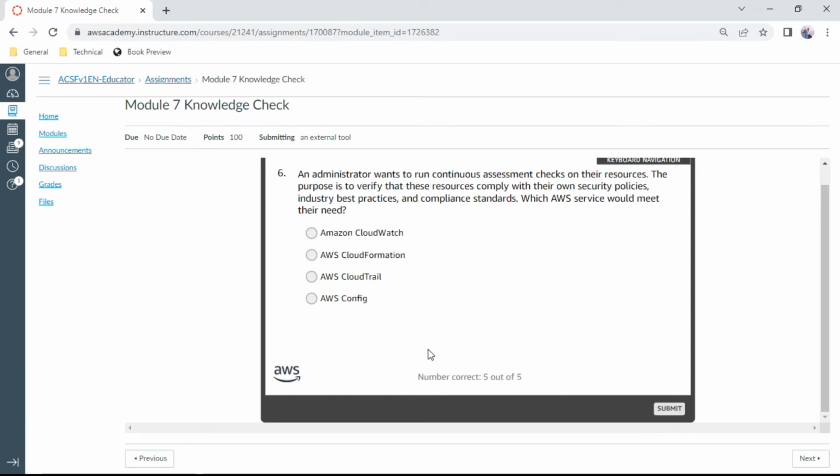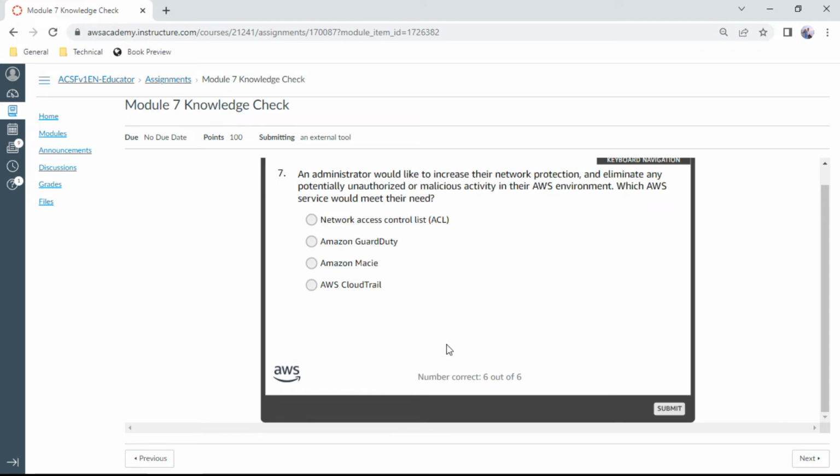Okay. Sixth one: an administrator wants to run continuous assessment checks on their resources. The purpose is to verify that these resources comply with their own security policies, industry best practices, and compliance standards. Which AWS service would meet their need? So it is AWS Config.